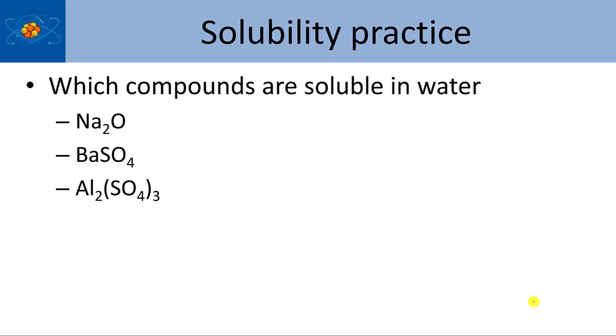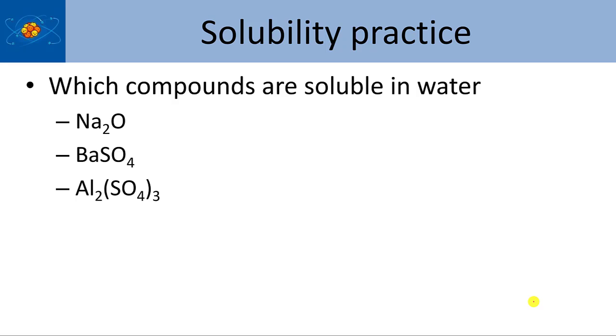So let's do a little bit of practice, right? We're going to have to go back to the solubility rules. I'll do the first one for you to see where we go with this, and then you'll have to do the other two by going back and looking again at the solubility rules. So, sodium oxide, Na2O, what we need to do is look back at the rules and decide whether or not sodium is soluble or oxide is soluble.